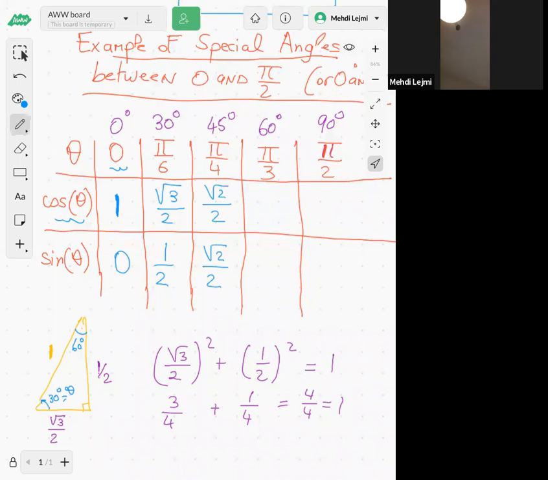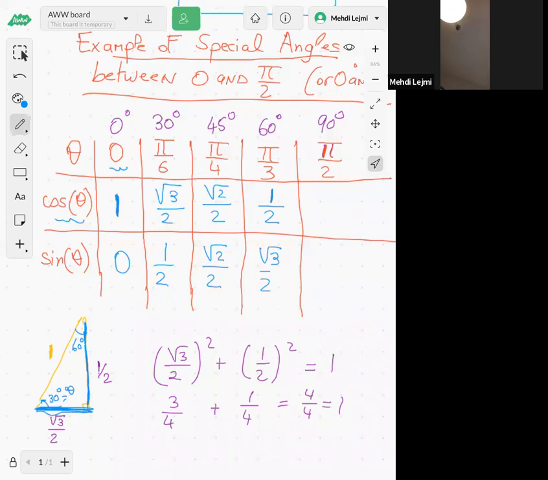Right? Because if you have a right triangle and one angle is 45, the other angle has to be 45. And so the length of this blue side is going to be equal to the length of this one here, because you're going to have the same angle, 45 degrees, right? For theta equal to 60 degrees, pi over 3, the cosine would be 1/2 here, and sine would be square root of 3 over 2.